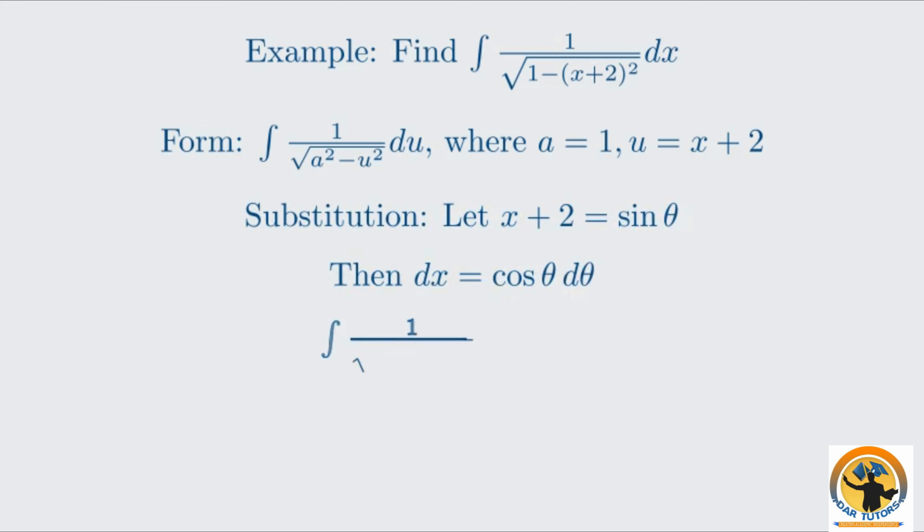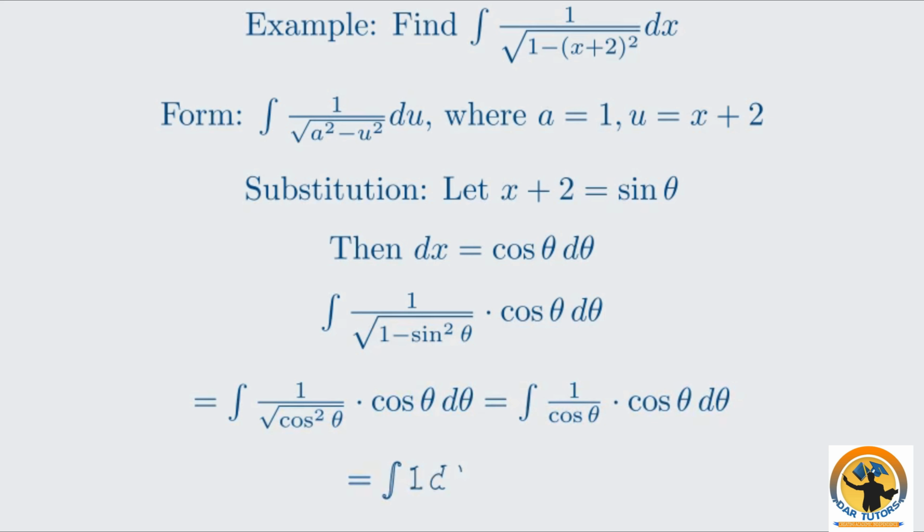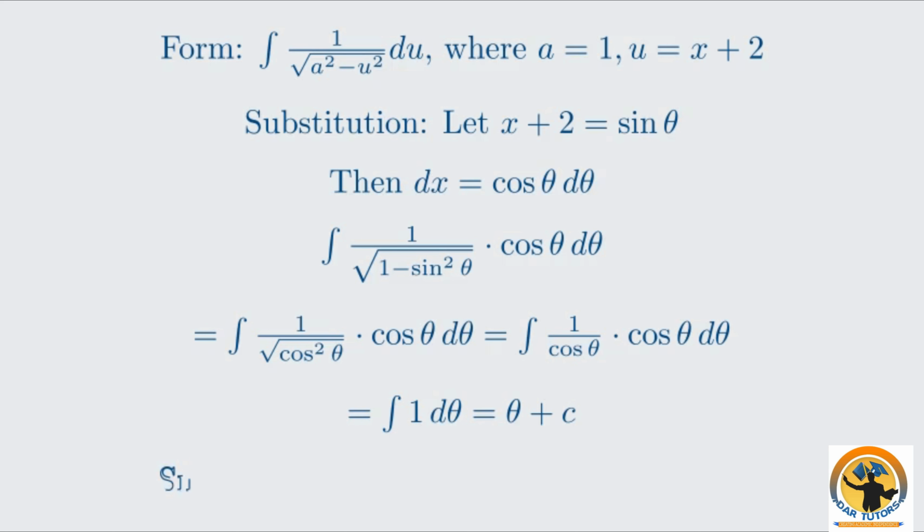Substituting these into the integral, we get the integral of 1 over the square root of 1 minus sine squared theta times cosine theta d theta. The denominator simplifies to cosine theta, which cancels with the cosine theta in the numerator. We are left with the integral of 1 d theta, which is simply theta plus c. Finally, we must express our answer in terms of x.